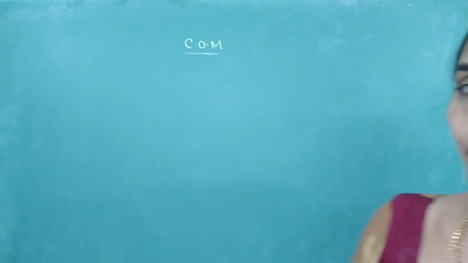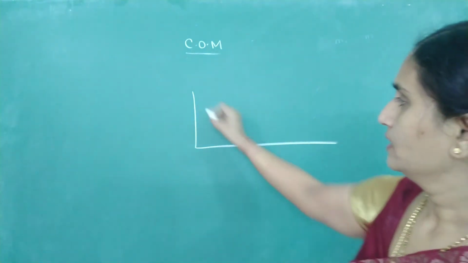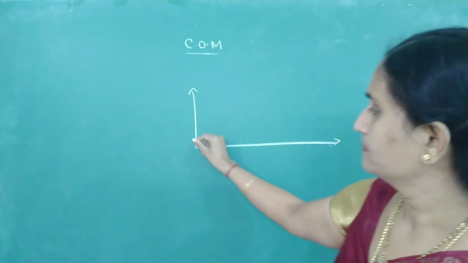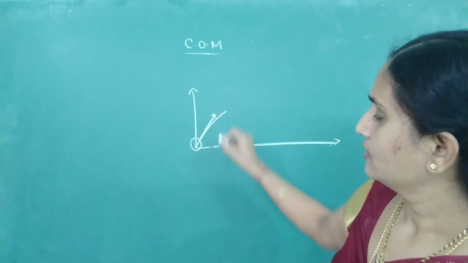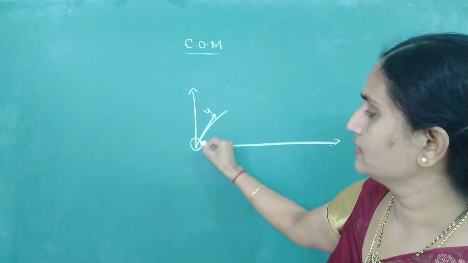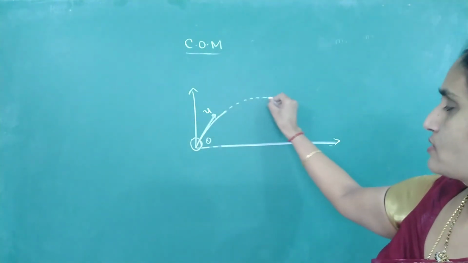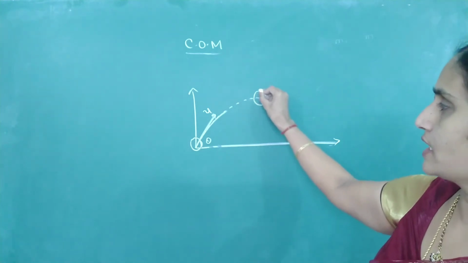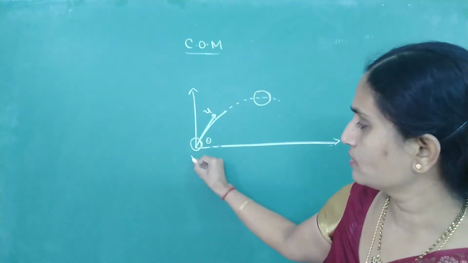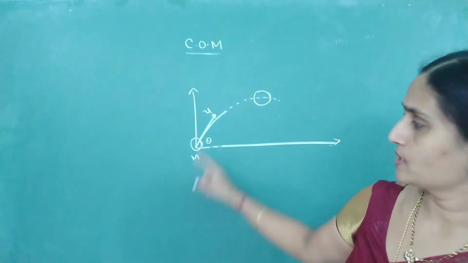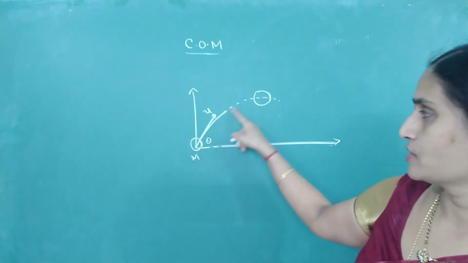So this is an example of a projectile. This time an explosive of mass M is projected with a speed u making some angle theta with horizontal. When it reaches the highest point, it explodes into 2 particles. I am repeating the question. An explosive of mass capital M is projected with initial speed u making an angle theta with horizontal.